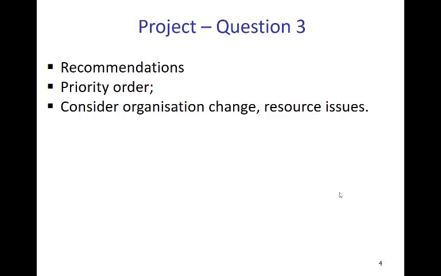Put them in priority order, you'll get marks for that, and also maybe consider resource issues in terms of costing of these recommendations. Now, more importantly, the implications for the recommendations around organisational resistance and change. So that's question 3. Ensure that you put the recommendations there, maybe use bullet points, and I would put the recommendations under the headings of the practices. So you could put recommendations recruitment, recommendations training, recommendations reward, or whichever you wish to include.